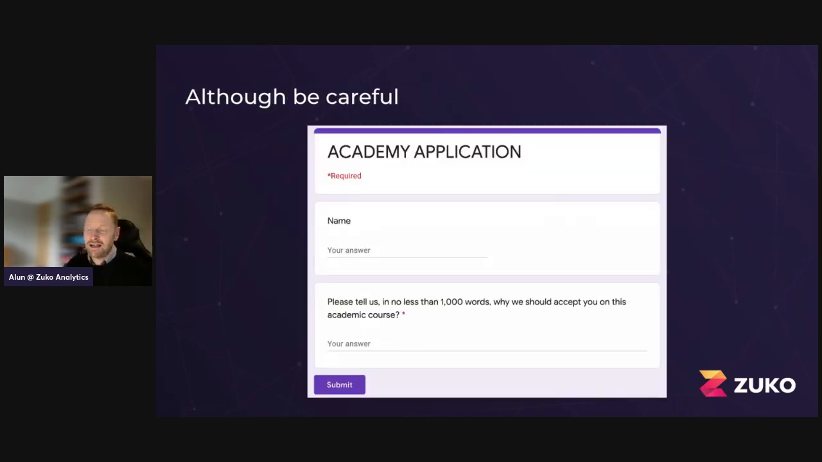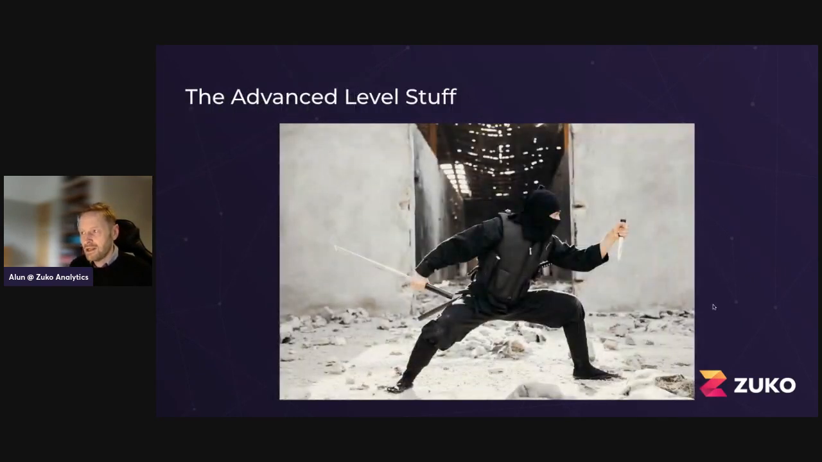In this case, we've got two questions. One is a name question. One is a 1,000-word essay question, essentially. And you would naturally expect the second one to be much, much longer in terms of time spent on it. That doesn't mean there's necessarily friction there. And again, when we come to one of the more advanced techniques, you'll see how you can identify and break that out. So that's the basic numbers.